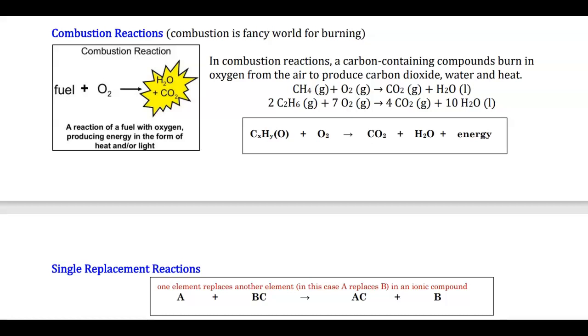We are going on. So the next type of reactions is combustion reactions. As I already mentioned, it's a fancy word for burning, right? So we have something like fuel, and the fuel can be burned, and water and carbon dioxide are being formed, and of course a certain amount of energy, right? That's why we use these combustion reactions for heating, for cooking, for whatever, right?